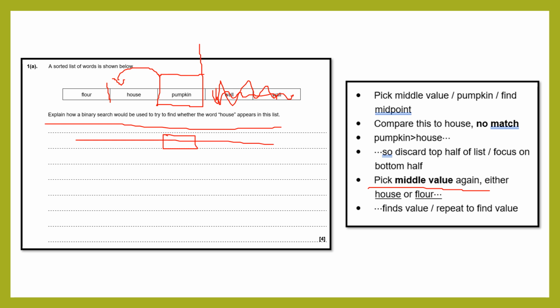Is it equal to flower? No, so we bin that off. Is it equal to house? Yes, it is, and therefore we found the value. Alright, and that's how it works. That's your marks. You just basically need to write the different stages of the search.